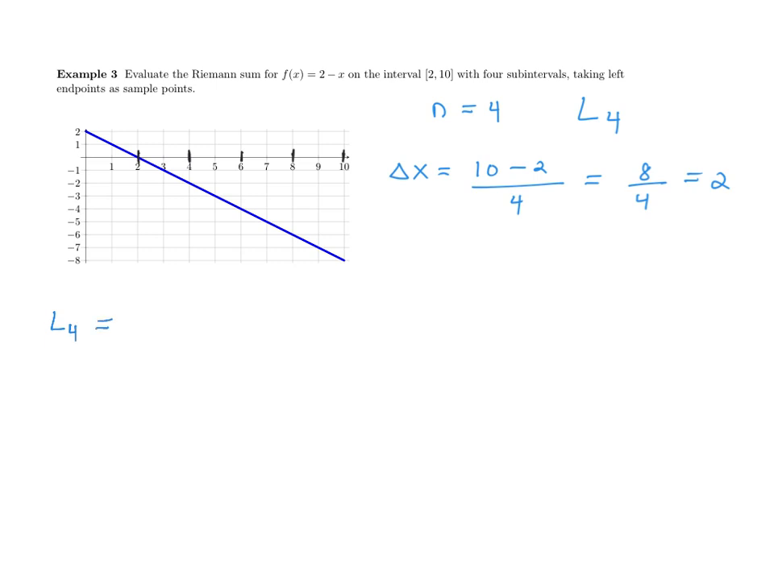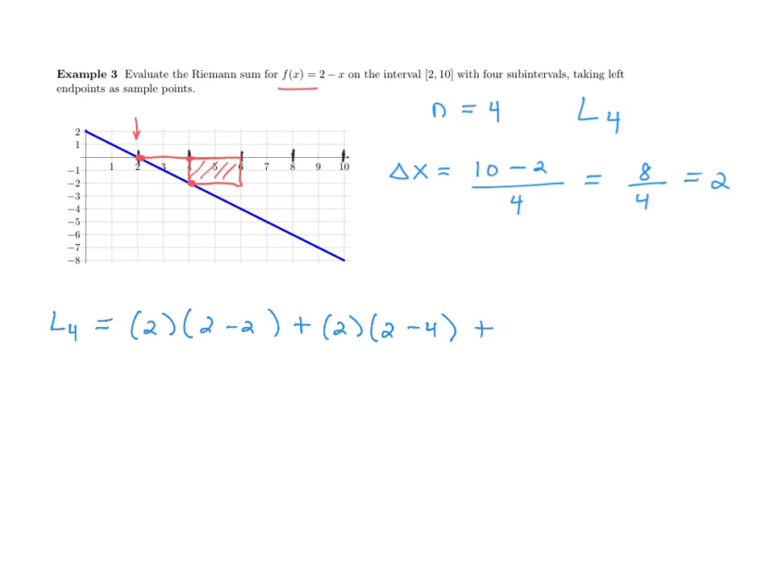The first rectangle that we have, the base is 2, and the height we get by putting the left endpoint 2 into the function f. So this is the base of the rectangle times the height, which is 2 times (2 minus 2). And as I can see, that is 0. To that, I'm going to add on the area of the next rectangle. The base is 2, and the height is going to be negative 2. So this is the area. Down here, I'd write that as the base is 2, and the height is going to be 2 minus 4.